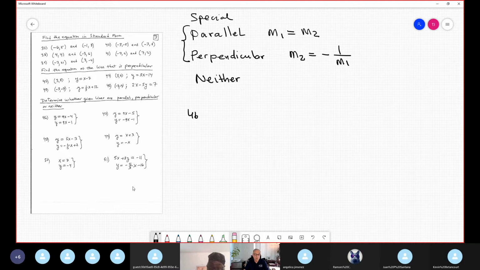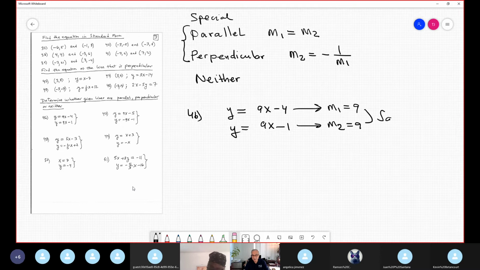Let's move on to problem 46. In 46, 2 equations are given. By the way, both equations are expressed in slope-intercept form. And it's super easy. Look at that, the slope of this line is 9, and the slope of this line is 9. Therefore, it's the same slope, and the category is they are parallel. End of story. Any question? Elementary, right?